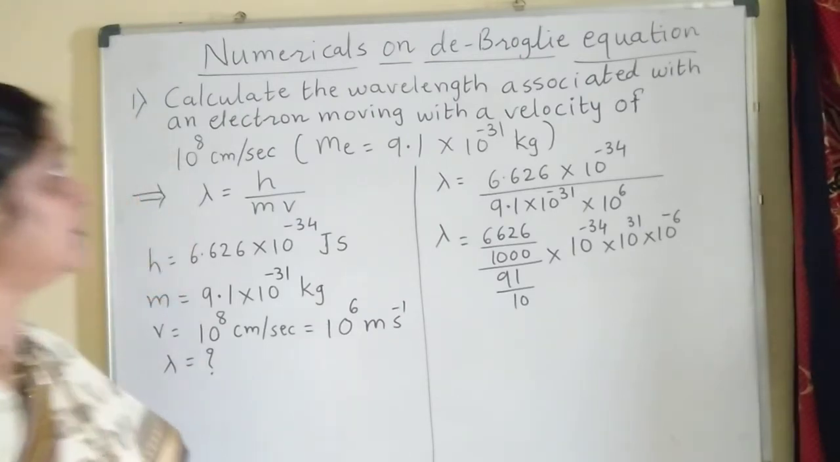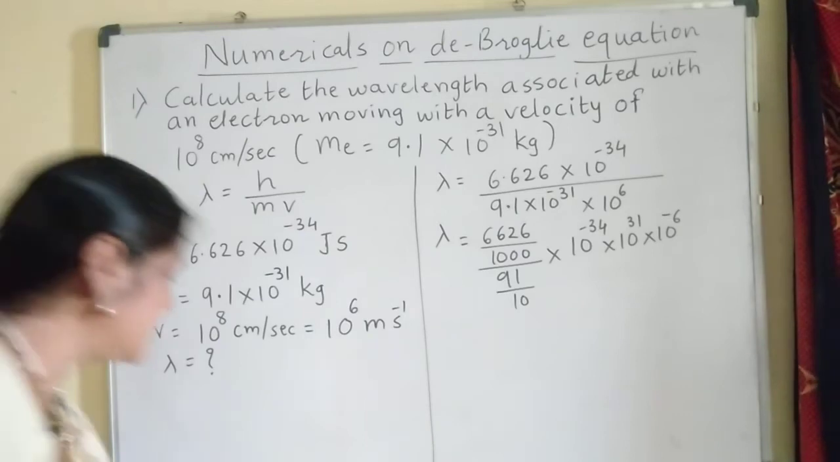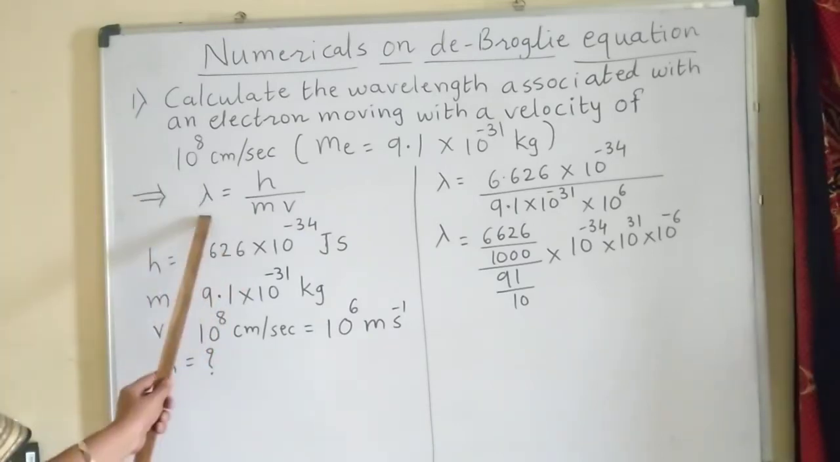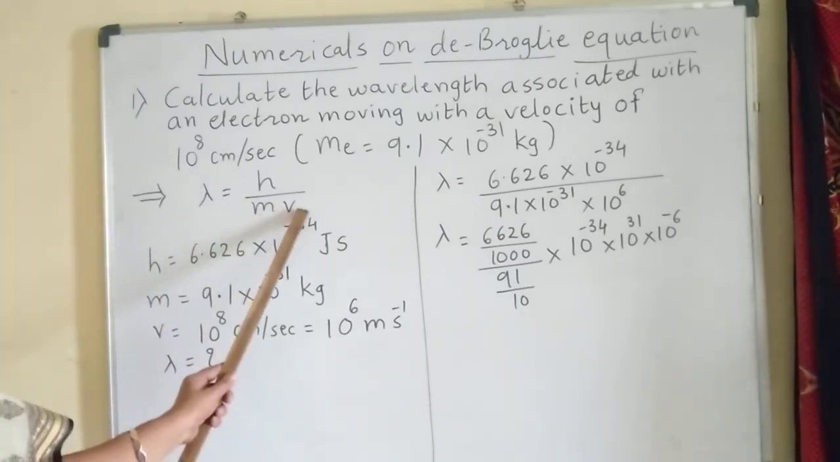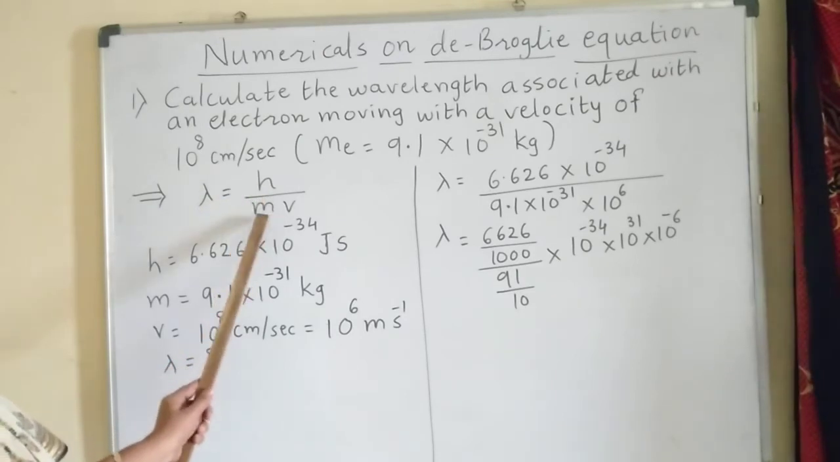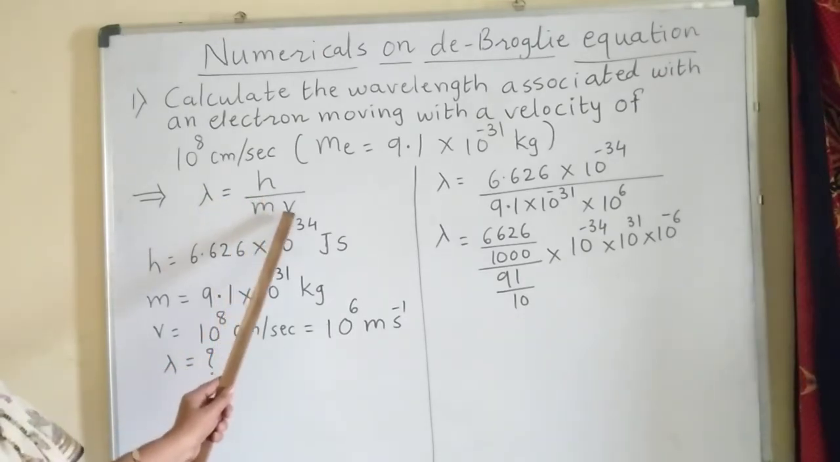Let's see this numerical by using de Broglie equation, and the de Broglie equation is lambda is equal to h upon mv, where h is the Planck constant, m is mass of electron we will put, and v is the velocity of electron we will write.